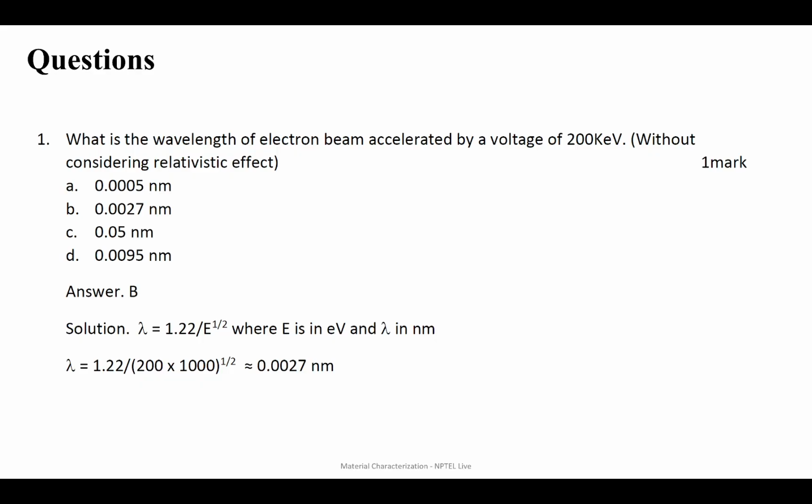So we use the de Broglie equation to calculate the wavelength of the electron, which is 1.22 by square root E. And this gives us the solution 0.0027 nanometers, that is 2.7 picometers.